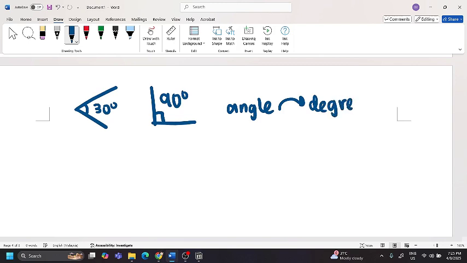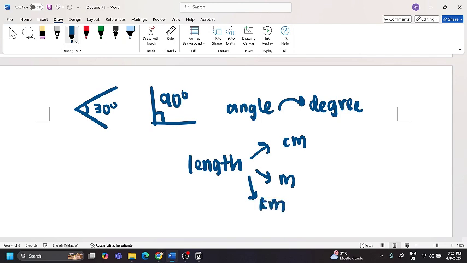You can think of another example. A line can be in cm, can be in meter, can be in km. So angle can also be in another unit, right? So today we give you another unit. It's radian. Radian.